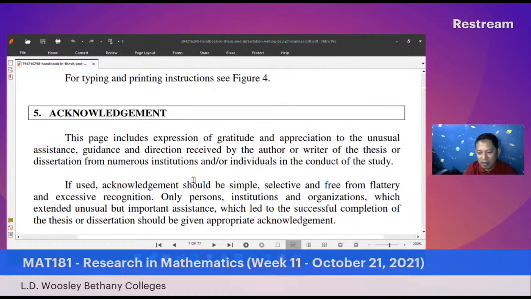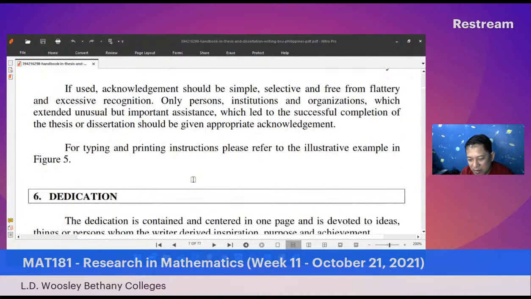If used, the acknowledgement should be simple, selective, and free from flattery and excessive recognition. So yeah, a simple thanksgiving. Only persons, institutions, or organizations which extended unusual but important assistance that led to the success of the completion of a dissertation or research should be given appropriate acknowledgement. Okay, so then we will have an example afterwards.